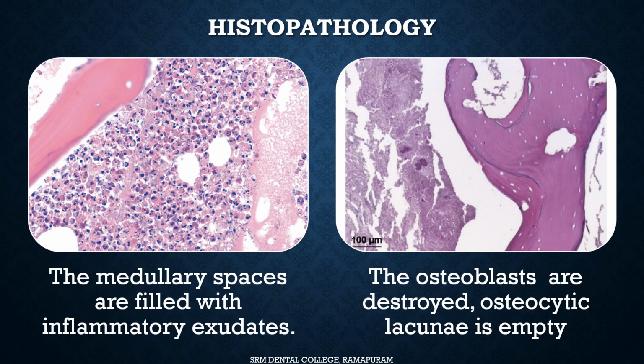The histopathology of acute suppurative osteomyelitis is not specific. The medullary spaces are filled with inflammatory exudate consisting chiefly of neutrophils. Few lymphocytes and plasma cells may also be evident. The osteoblasts lining the trabeculae of the bone are usually destroyed. The osteocytic lacunae are usually empty, and with time the bone shows resorption.